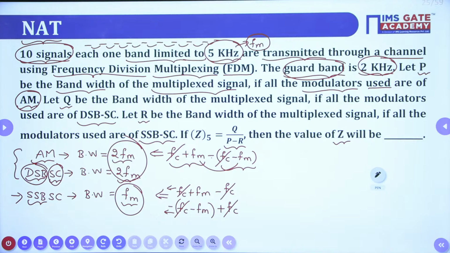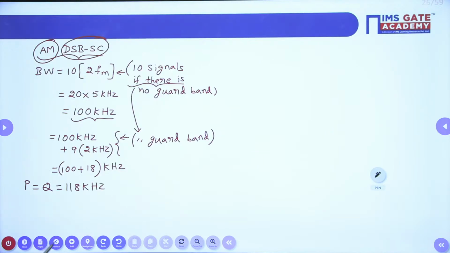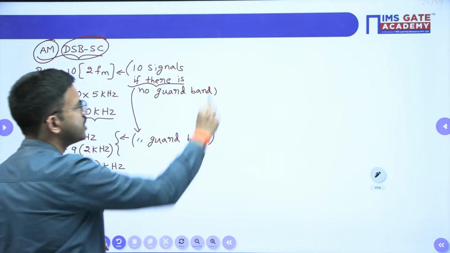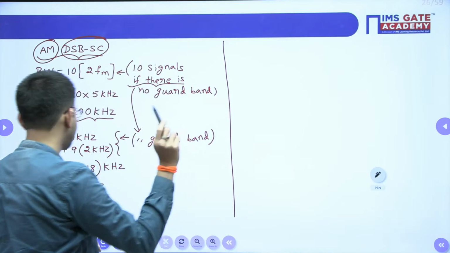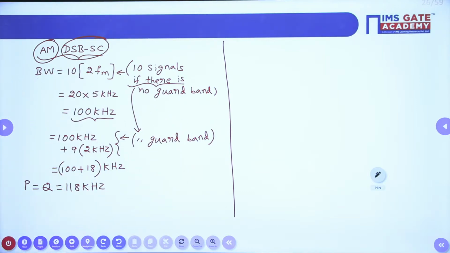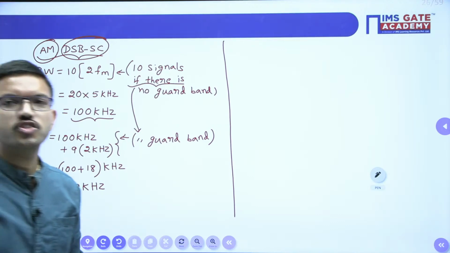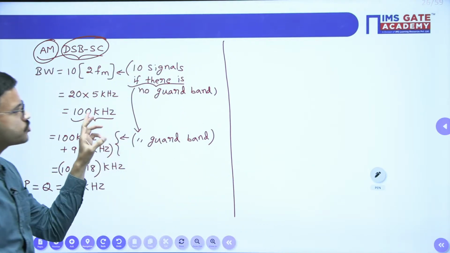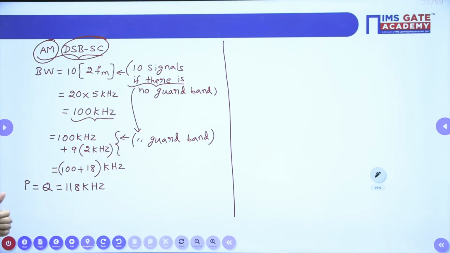So now with this understanding, all of you just give a try regarding the SSBSC signal. If there is no guard band, what is the answer? If there is a guard band, what is the answer? All of you give a try. So all of you give a try regarding the SSBSC case. If there is no guard band, how much bandwidth do we require? If there is a guard band, how much bandwidth do we require?